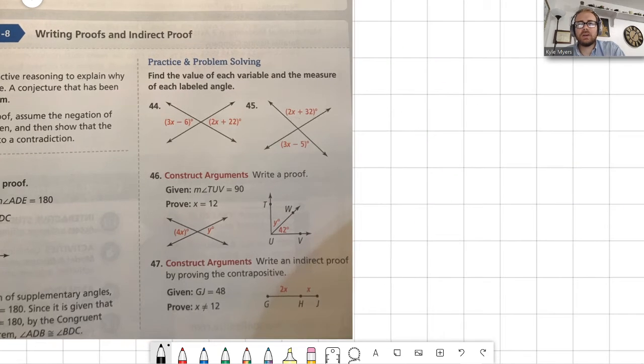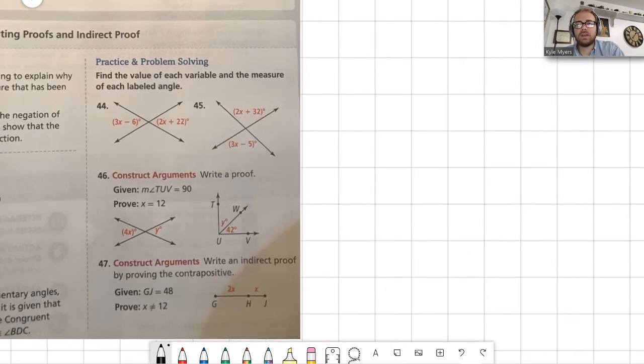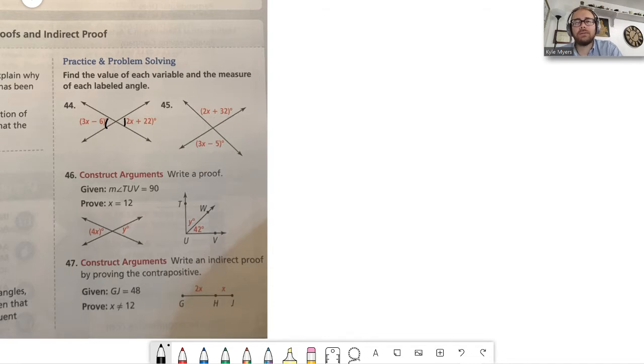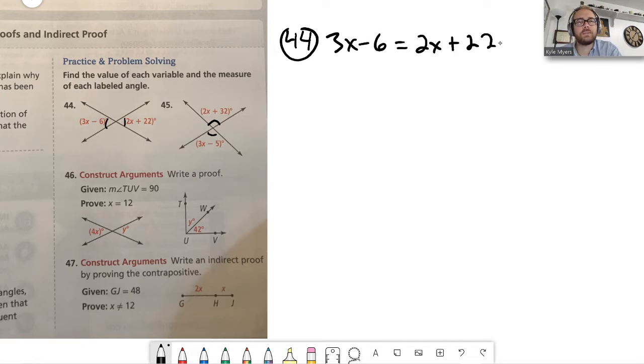Okay? So for 44, it says find the value of each variable and the measure of each labeled angle. These two are vertical angles. 44 and 45 both are vertical angles, so that means they are equal. For 44, 3x minus 6 equals 2x plus 22. It says find the value of each variable, so x, and the measure of the labeled angles.